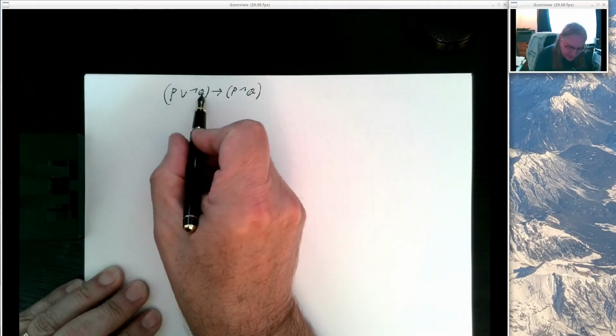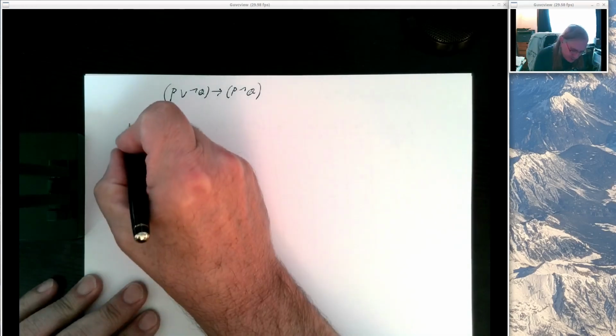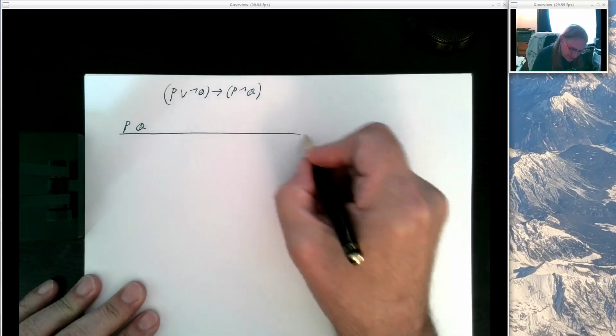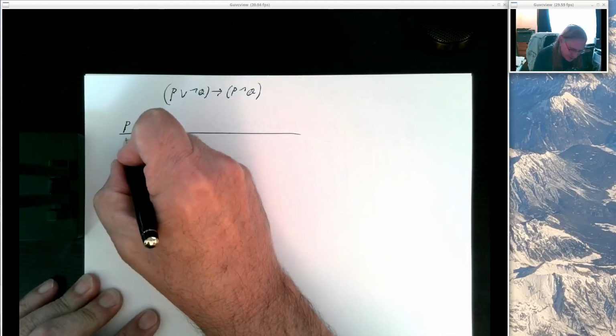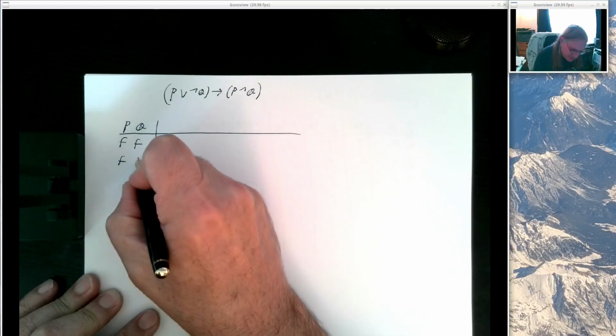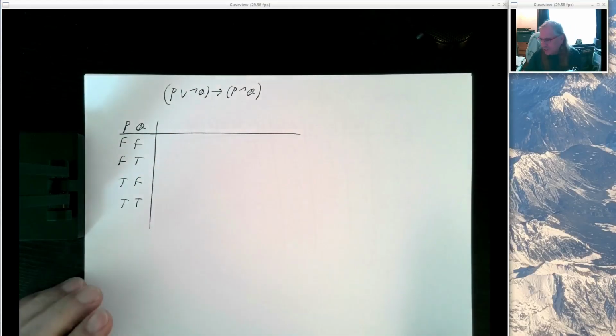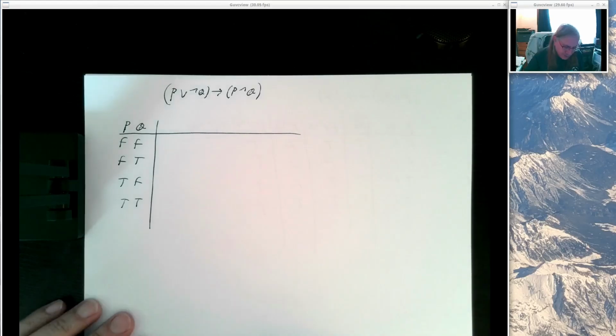We've got two variables, P and Q. Those are propositional variables, which means they can each have a value of true or false. So we've got four combinations: false, false, false, true, true, false, true, true. In Boolean algebra, these are ones and zeros.